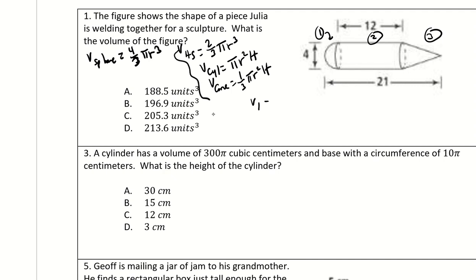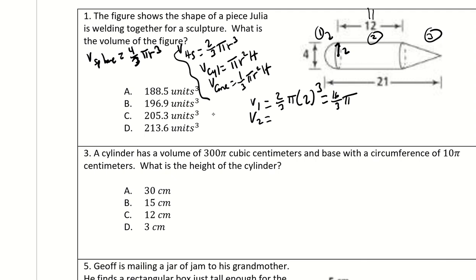So volume one is a hemisphere, so 2/3 times... Now the radius of the hemisphere is 2, guys, because we got 4 divided by 2. It's half of the diameter. So it's 2/3 pi times 2 cubed. That 2/3 times 8, 8 times 2 is 16. So this is 16/3 pi. Volume 2, we could do that on the calculator later. Volume 2 is the cylinder.